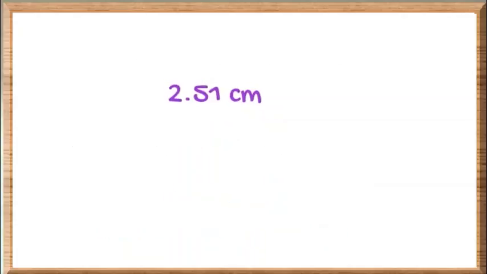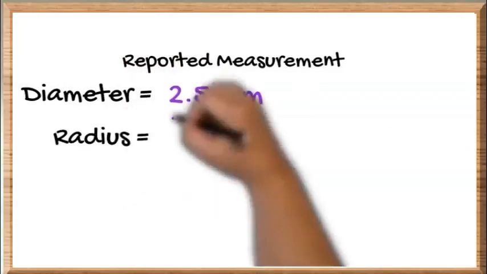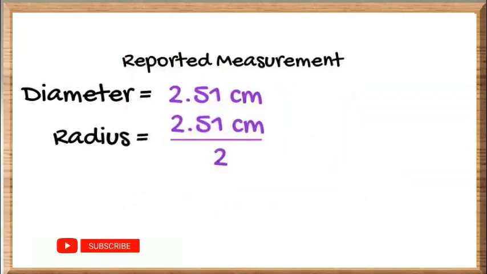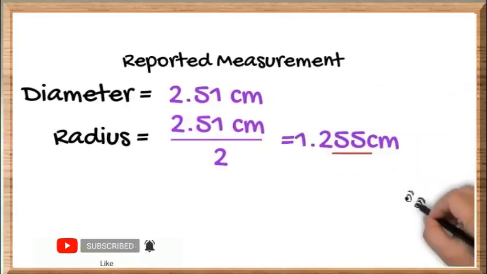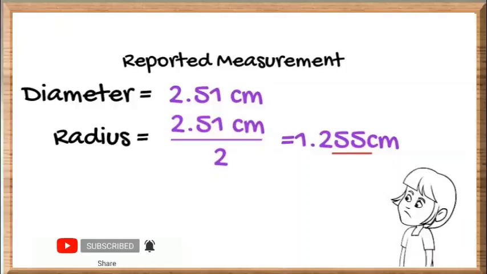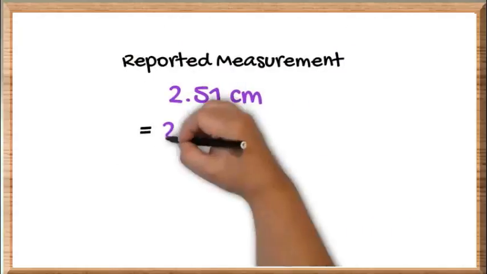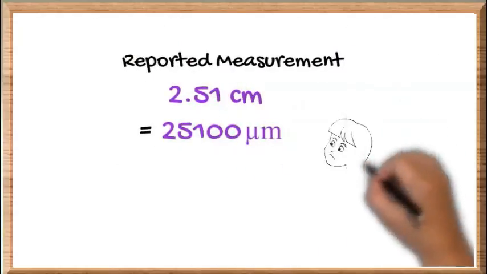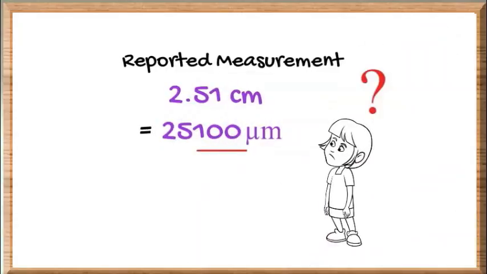Let's take one example. Diameter of a coin is measured as 2.51 centimeter. Therefore, its radius will be 1.255 centimeter. Here we can see the reported measurement does not show the actual precision. Also, it is expected that in a reported measurement, the number of significant figures should not change on changing the system of units. But here it is not so.